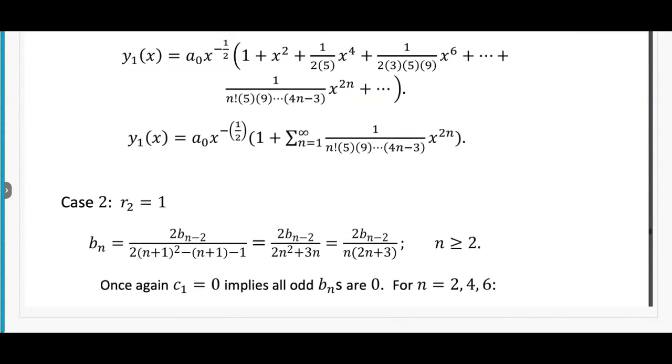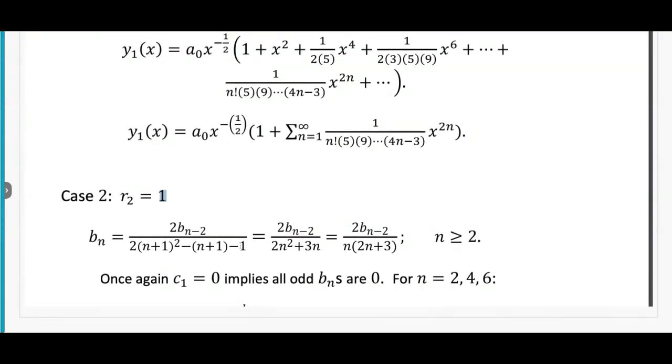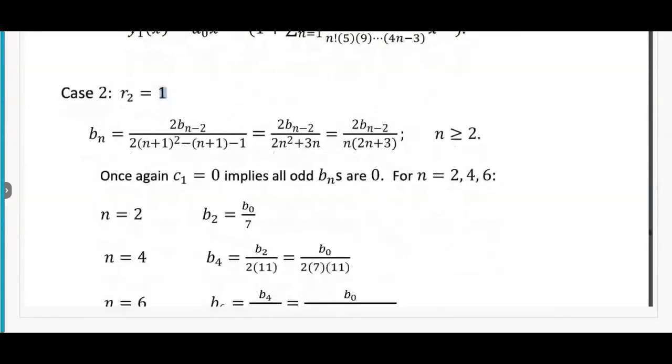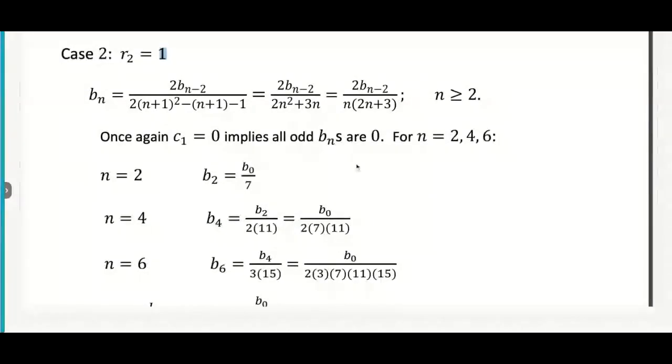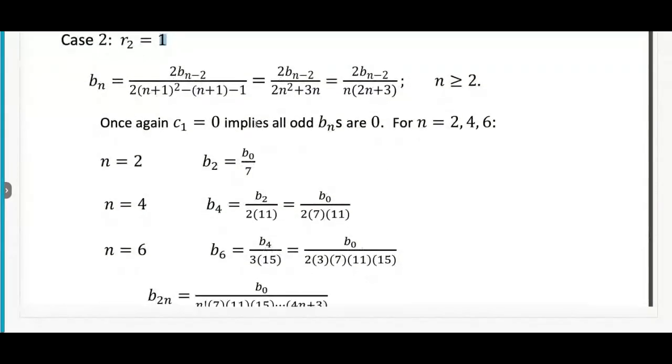When the second one, r2 equals 1, we do the same thing. So C1 will be 0, which implies all the odd terms will be 0. Then we just have to evaluate the sum of the even terms.